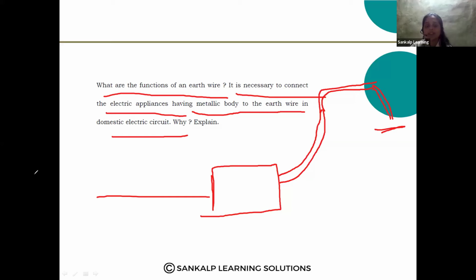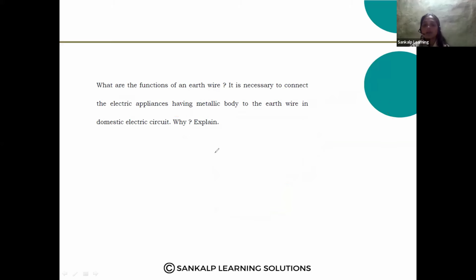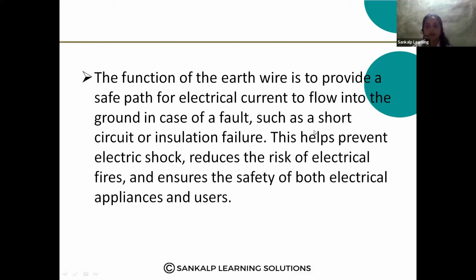In a domestic electric circuit, in everybody's house, commonly an earth wire will be there. So what is the use of the earth wire? That is the necessary wire that should be connected in the domestic electric circuit. What is the reason behind this? If any electric appliance is leaking current, that metallic body can conduct the electric current and the person may experience a severe shock. So to prevent that, the earth wire should be joined, they say.